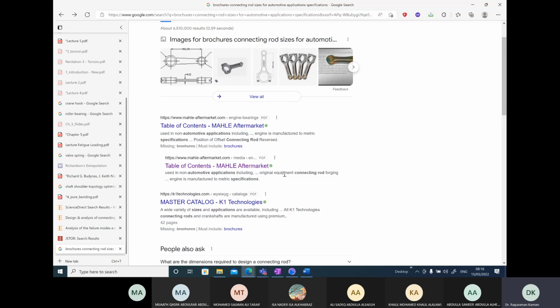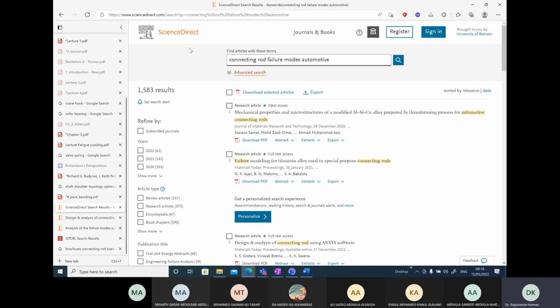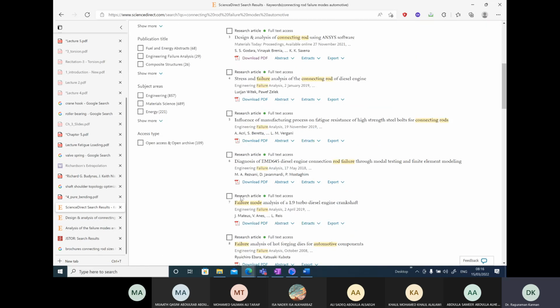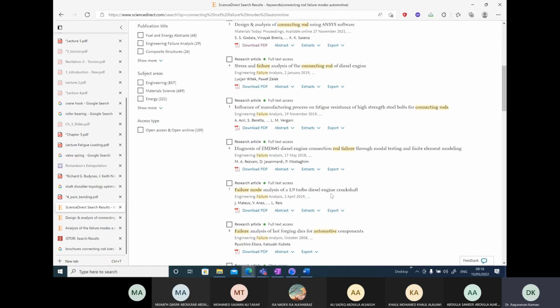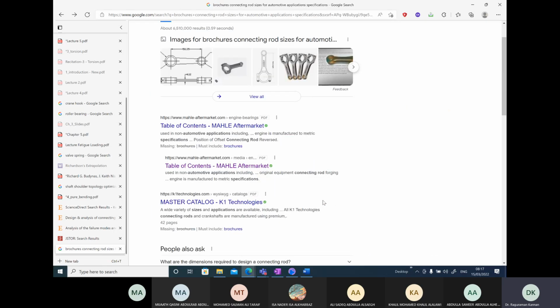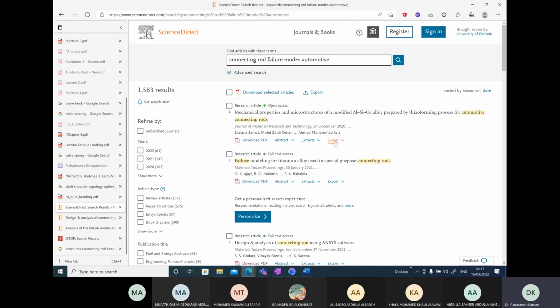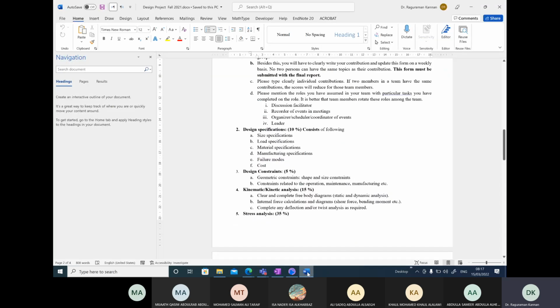Okay, so use online internet resources, use research papers, which is sciencedirect.com, and you will get much information regarding your connecting rods. Don't copy everything from the papers given here. Don't copy it word for word. Understand what they have done and do similar work. You can do similar work, but you will have to do your own analysis using ANSYS software. Okay, so let's go back to that Word file.